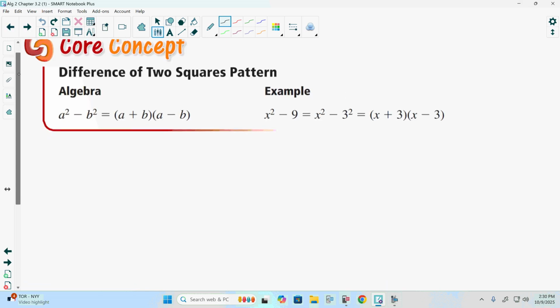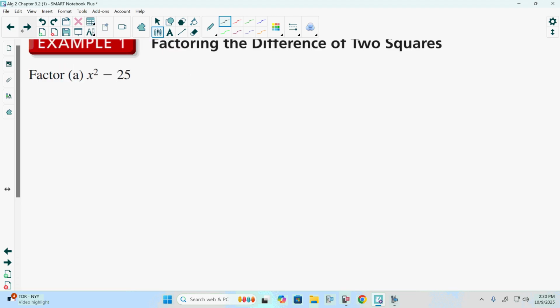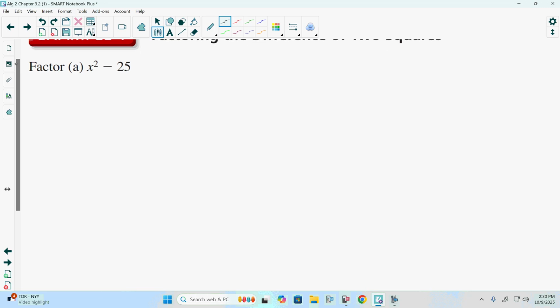Special type of factoring, the difference of two squares, or difference of perfect squares. If we have two terms being subtracted and they are both perfect squares, we can rewrite them as a number or expression times itself, and it will factor in the form of a plus b times a minus b. So let's look at the first example, x squared minus 25.